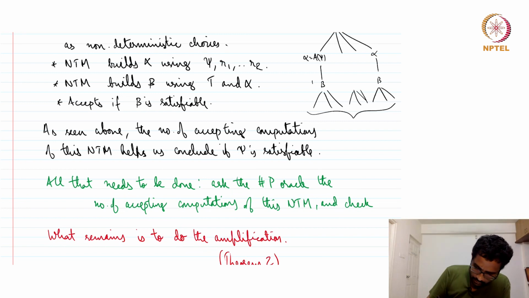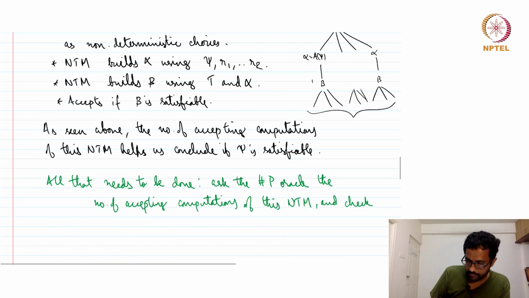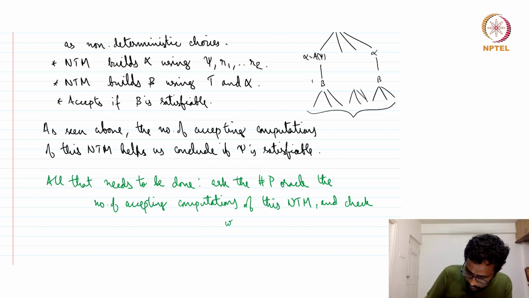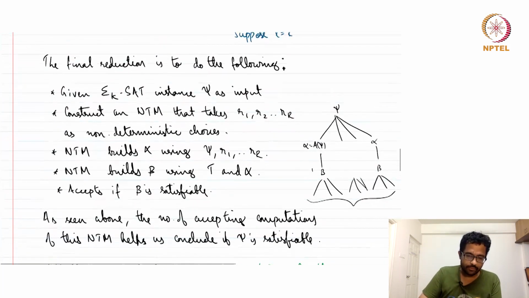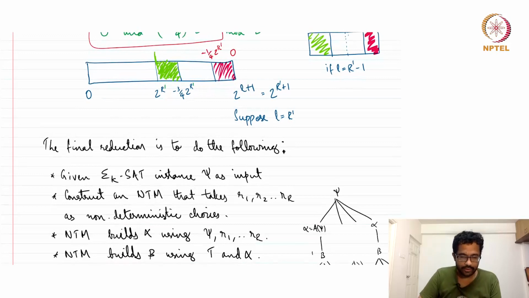Green or red, and that's it. So this completes the proof assuming theorem 2. So this completes the proof of Toda's theorem.